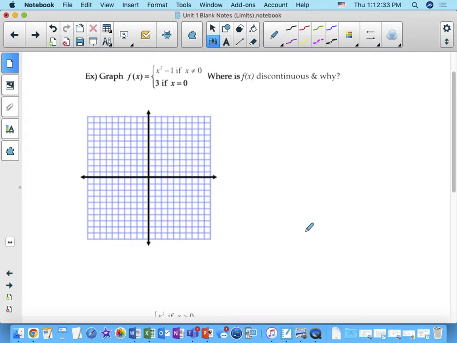Sweet. Okay, so a piecewise function is basically, as it sounds, like you're piecing different functions together over different sorts of domains. Okay, so this is a piecewise function. We're told that f of x is equal to x squared minus 1 if x does not equal 0, or 3 if x equals 0. So those are the conditions. If x equals 0, f of x equals 3. Okay, so we could put that point in, actually.